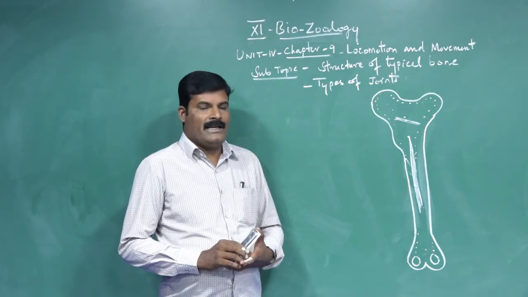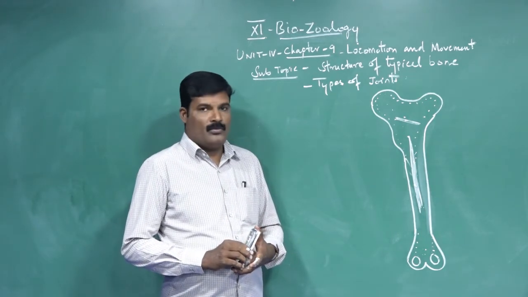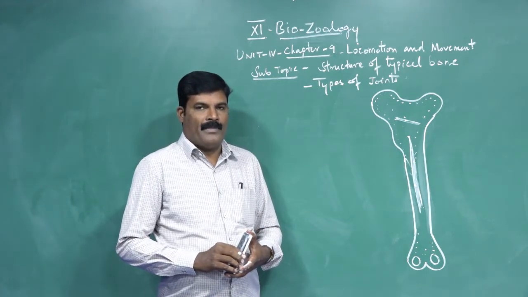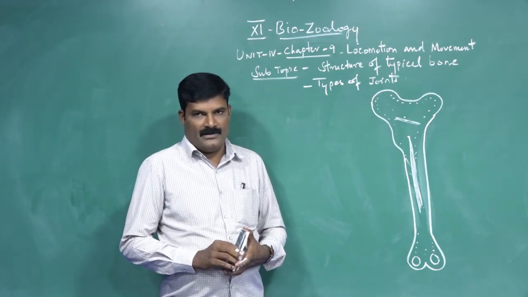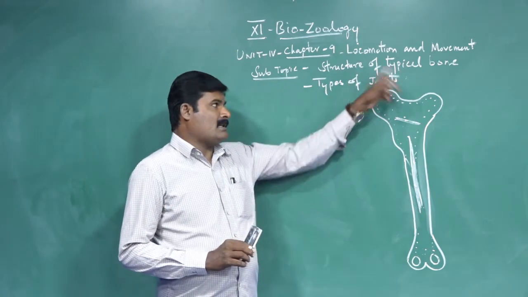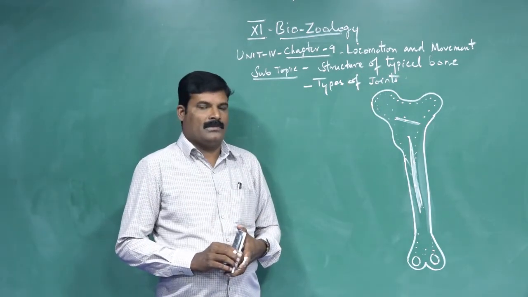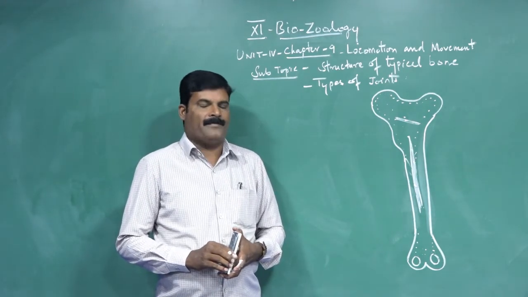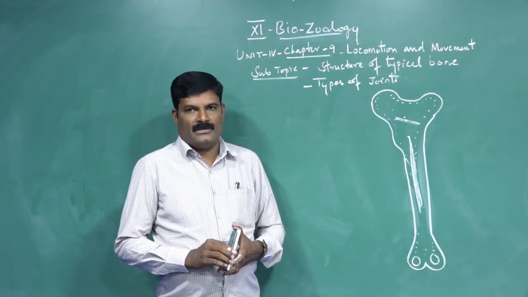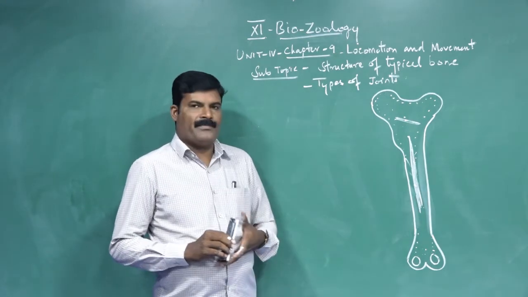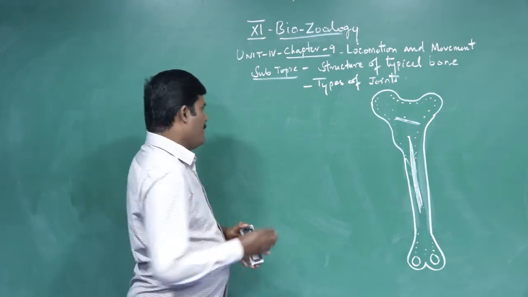Before, we already explained the locomotion and movement and the number of bones in our body, axial skeleton and appendicular skeleton, everything. But in this class, we will discuss about structure of typical bone. So bone is an important part of our body which gives shape and strength to our body. It helps to move from one place to other places. Here, the bone is generally made up of 3 regions or 3 parts.